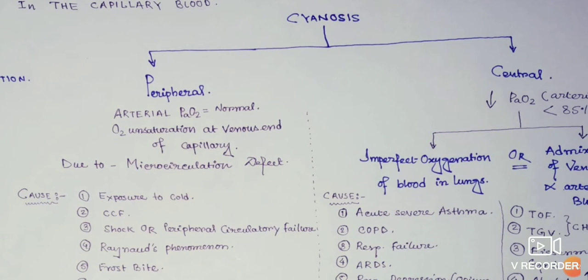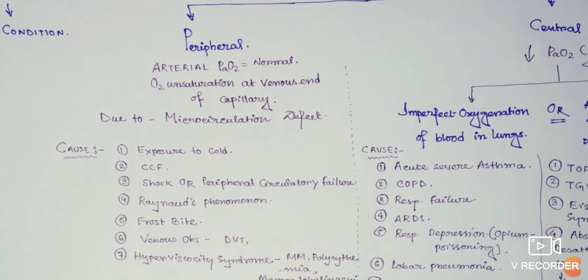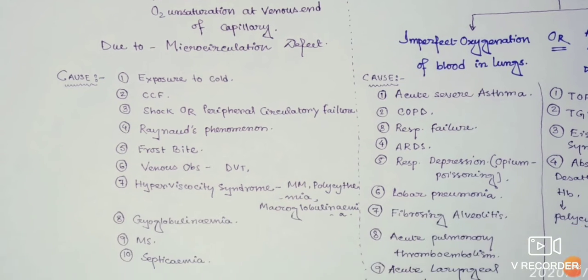Now, the types of cyanosis. There are two types. One is peripheral cyanosis and another one is central cyanosis. What is peripheral cyanosis? There are two criteria. One is arterial partial pressure of oxygen should always be normal in peripheral cyanosis. But there is oxygen unsaturation at the venous end of the capillary. Now, why does peripheral cyanosis develop? Due to microcirculation defect, peripheral cyanosis develops.